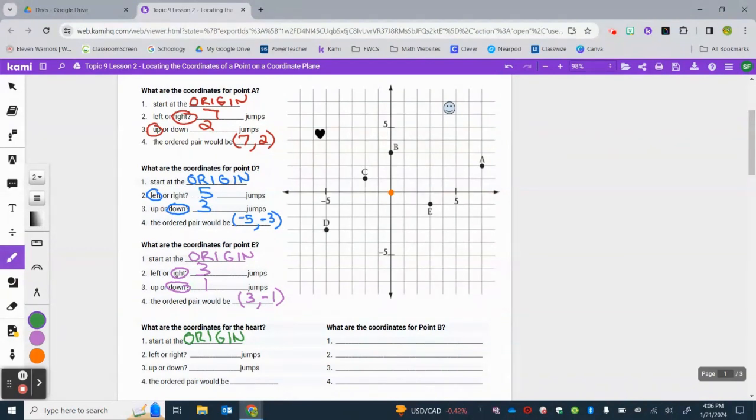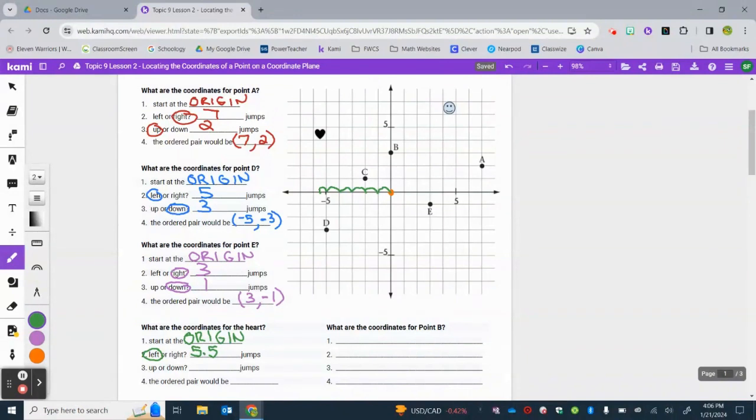So to get from the origin to the heart, I can see that I am going to have to move to the left. And to go to the left, I'm going to go 1 whole, 2 whole, 3 whole, 4 whole, 5 whole, and then a half. So I'm going to say 5.5 jumps to the left. Again, that puts me even with the point that I'm looking at. It puts me even with the heart.